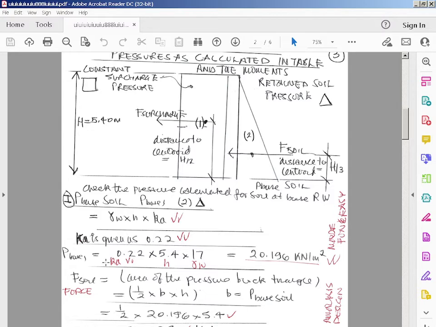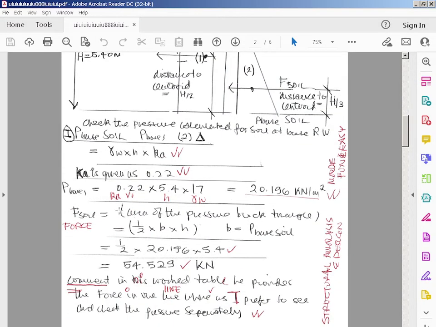So the pressure on the base is 0.22 times 5.4 times 17, which is Ka times h times gamma, which equals 20.196 kilonewtons per meter squared. Therefore, the force of the soil is the area of the pressure triangle, half times base times height, equals half times 20.196 times 5.4, which equals 54.529 kilonewtons.